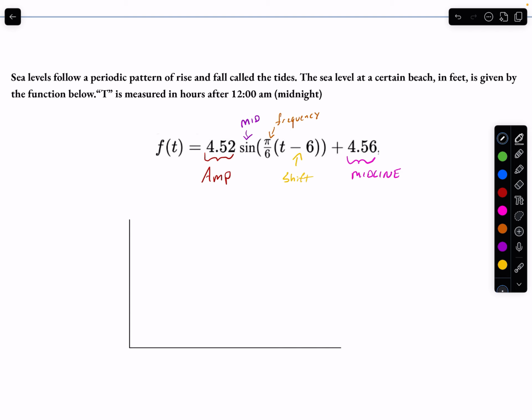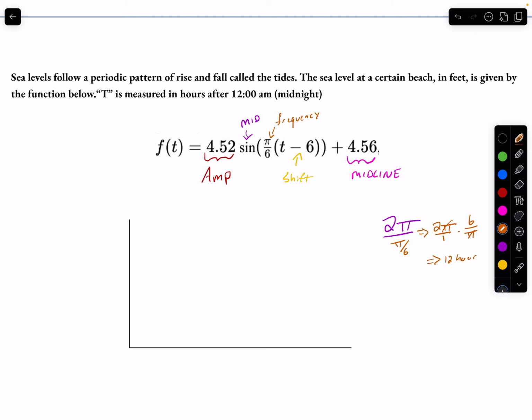All right. So first of all, let's look at the frequency and figure out what our period is going to be. So remember, I've got 2 pi divided by the frequency. So the frequency is pi over 6. To simplify this so I know where my curve ends, I'm going to take 2 pi over 1 times, keep, change, flip. This will simplify to 12 hours. All right, so we know that we're looking at this over a period of 12 hours.